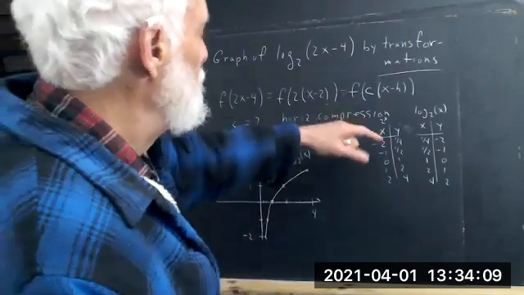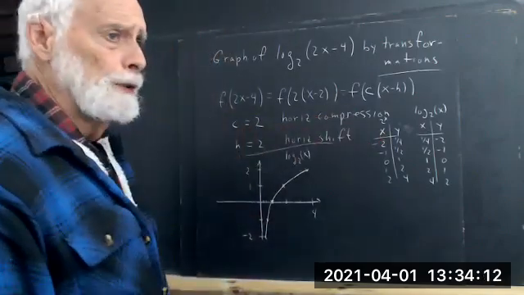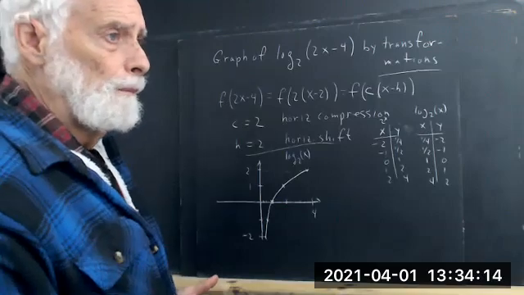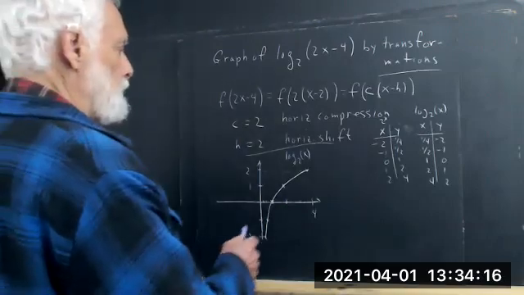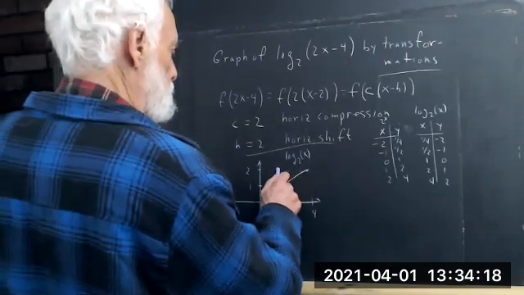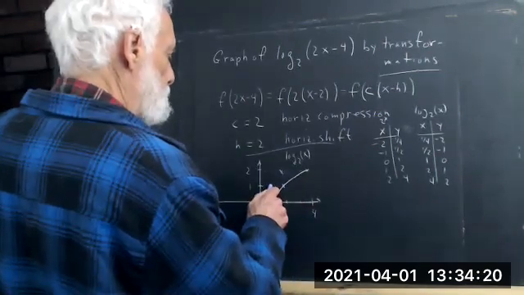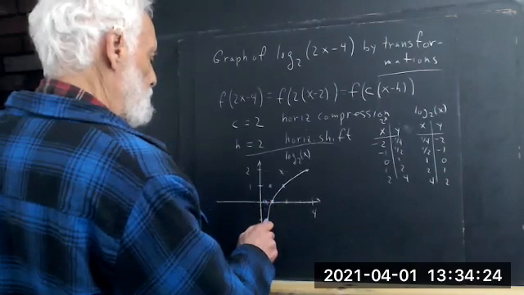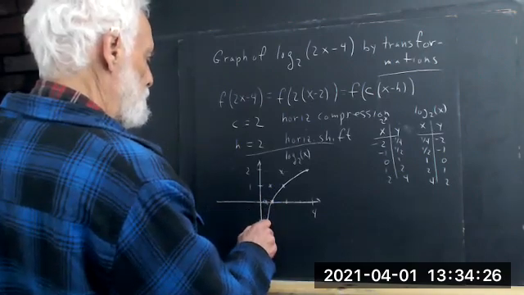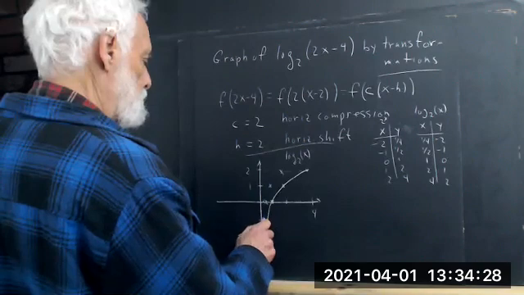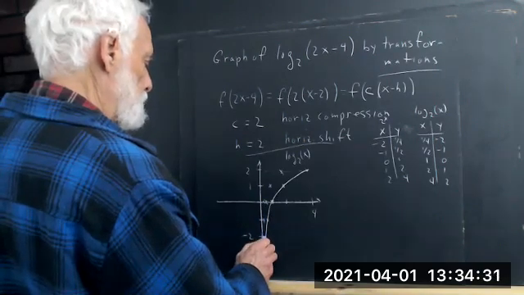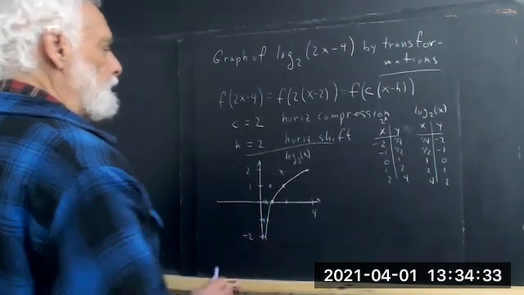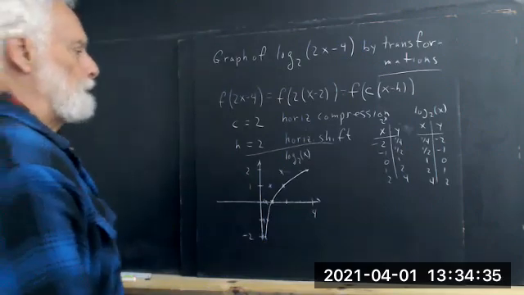Okay, so we have to move every point twice as close to the y-axis. So this point moves to here. This point moves to here. This point moves to here. This point moves to here. It's getting hard to mark these accurately. And this point moves in really close to the y-axis.